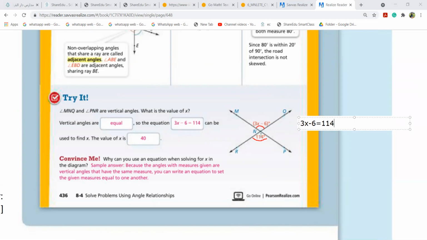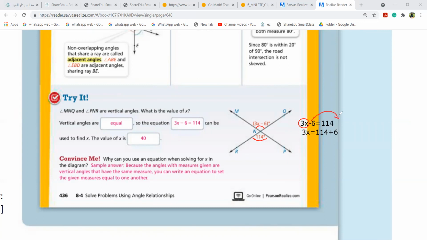Vertical opposite angles are always equal. 3x minus 6 equals 114. How will I find x? I think you remember the algebra. What should I send to the other side? 3x equals 114 plus 6. Do you understand why? Because 6 goes to the other side.